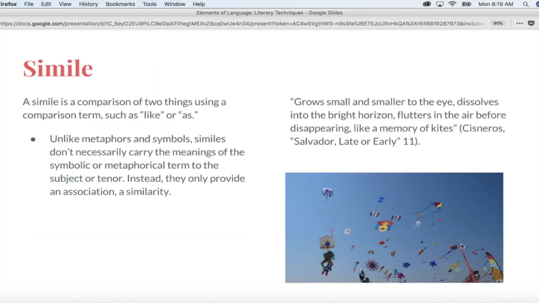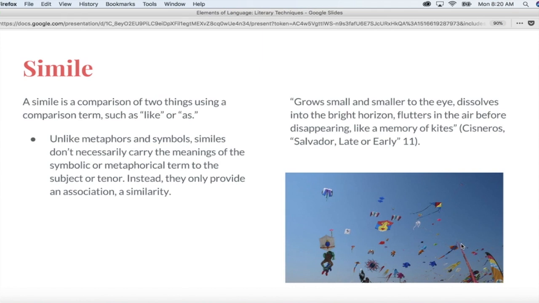Like metaphors, similes are probably one of the most widely recognized literary figures, probably even more so than metaphors because they are the easiest to identify since they use a comparison term such as like or as. The challenge is, once you have identified a simile, to take the next step and explain why it is significant, what it means, and how it works.